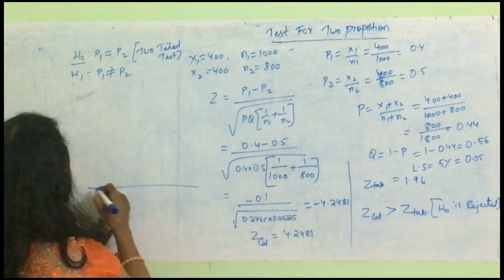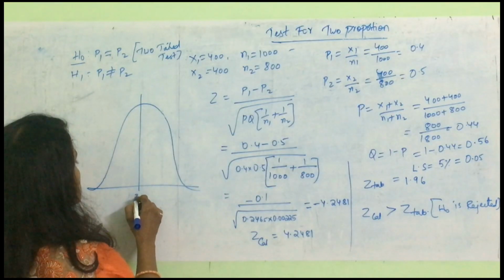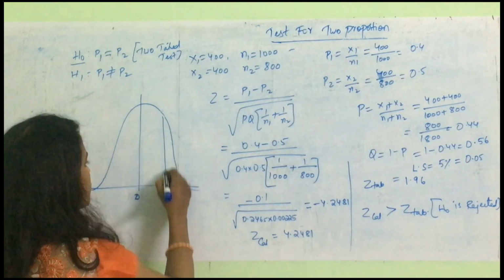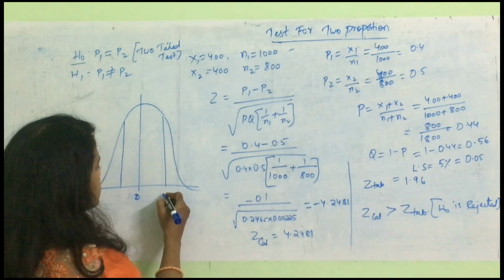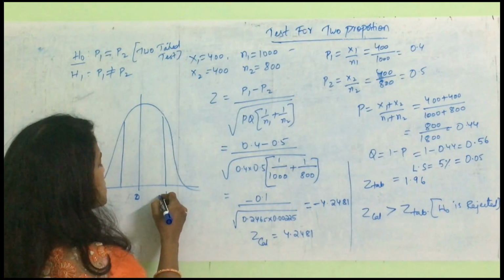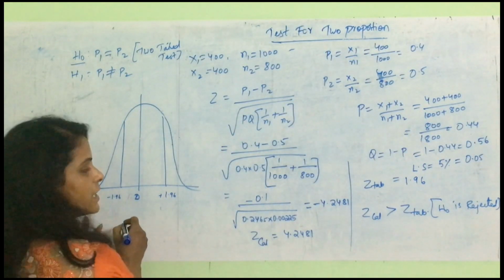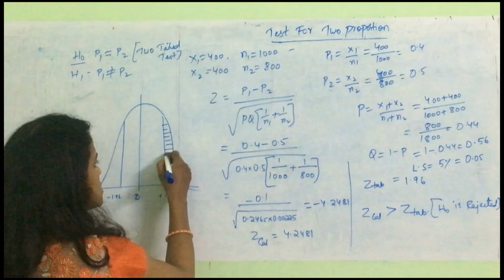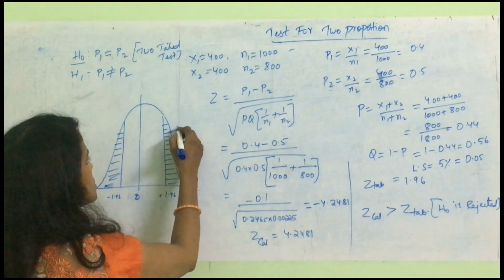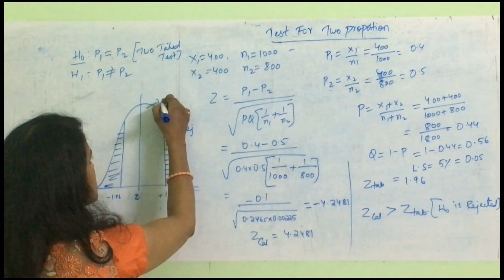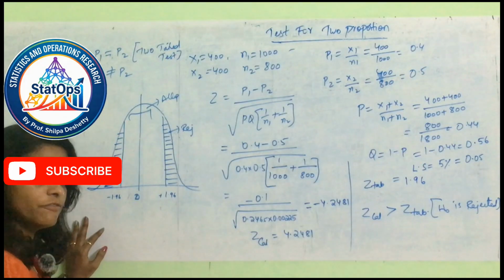At last, draw a diagram for that. This is Z, this is 0. The Z value we got is 1.96. This is the positive value 1.96 and this is the negative value minus 1.96. As it is a two-tailed test, we have to take it in this way. This is the rejection region and this total is the acceptance region that we have.